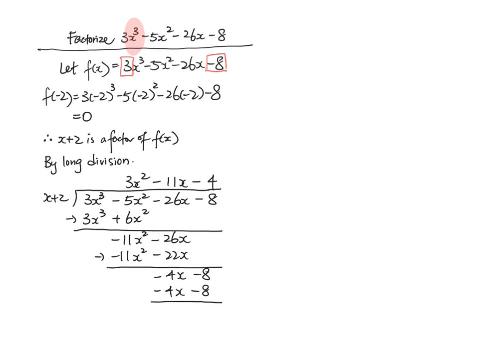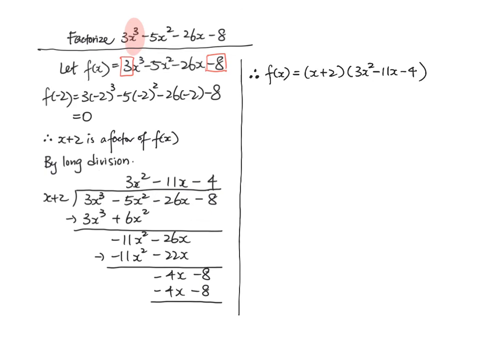Now notice that if you end up with some kind of remainder, that means something must be wrong, okay? It should give no remainder. Okay, so we get a quotient. And we also know how to factorize this using the cross method. And the answer would be this.